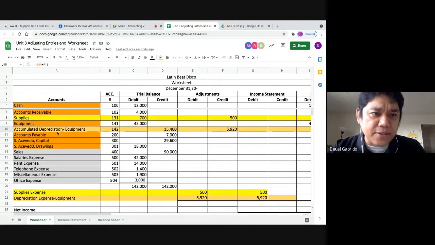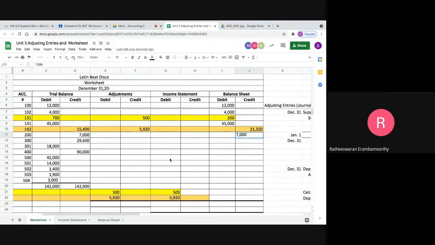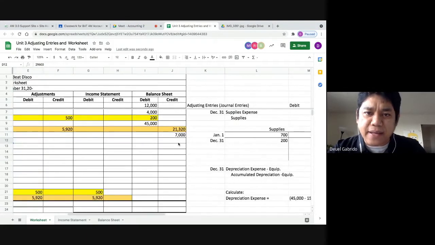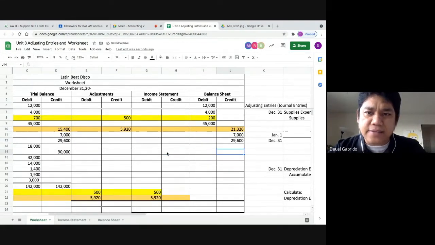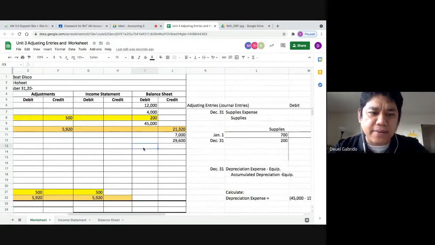Now, let's go to accounts payable. How much is this? 7,000, right? So we just copy 7,000 over here. What's next? This is Acevedo Capital, 29.6. We just copy that on the balance sheet. 29.6, right? Okay. And then the last is the drawings amounting to 18,000. So 18,000 debit, which is your drawing.